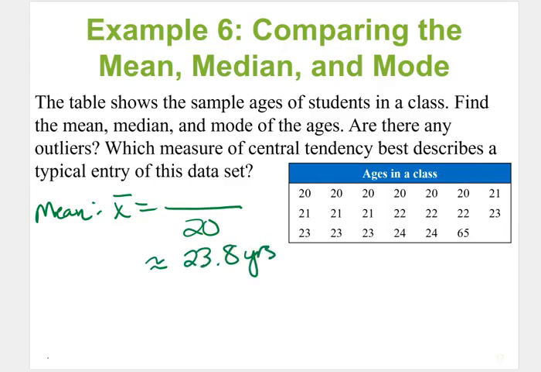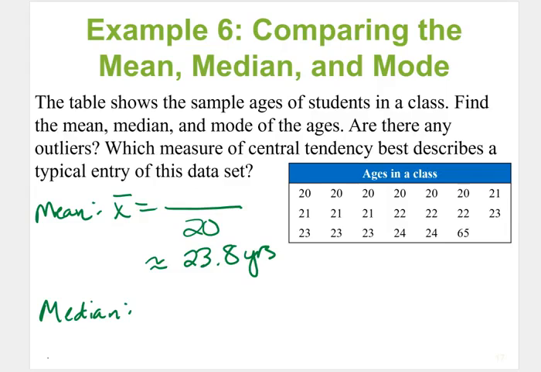Okay, which kind of makes sense. Most of the students were in their lower 20s. But notice that one outlier of 65 probably pulled that mean up a little bit more than it needed to be. So if that person wasn't in the course, it might be a very different result. All right, what is the median?